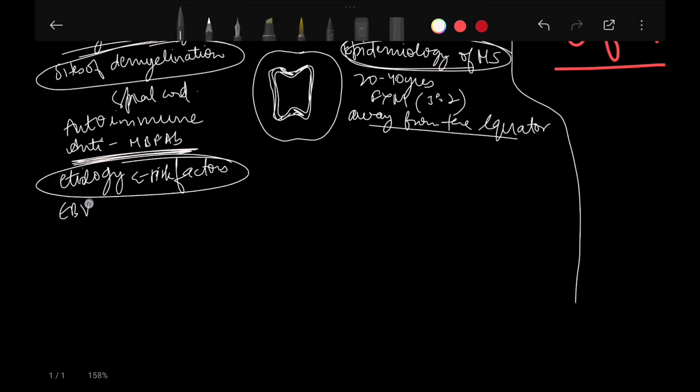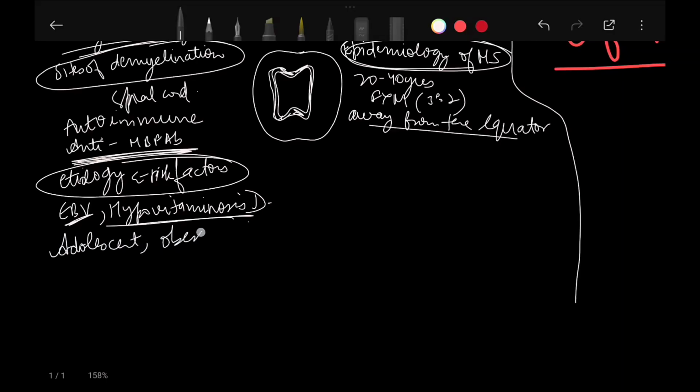First of all, the most common cause is EBV infection at a young age. Then we have hypovitaminosis D, less vitamin D. Smoking can also be a cause. Adolescent obesity too. In genetics, we have the HLA-DRB1 gene, which is also associated.